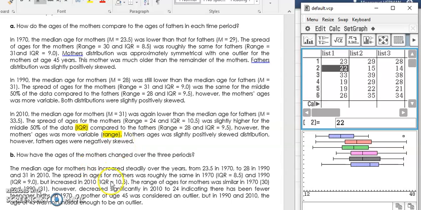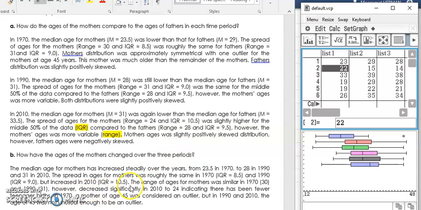The spread in the ages for mothers was roughly the same. We'll just talk about the IQR in this case. I said it was 8.5 in 1970 and 9 in 1990, but then it increased in 2010 to 10.5. That information, the IQR, was just given by the calculator, and I'm just talking about the trend that's happening. Okay, and the range of the ages for mothers was similar in 1970, 30, and 1990, 31.